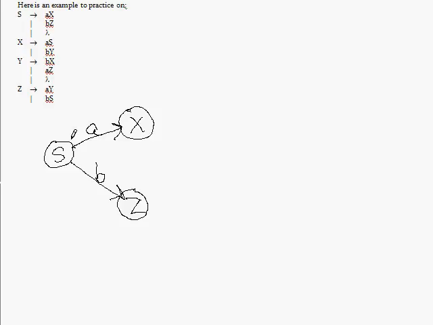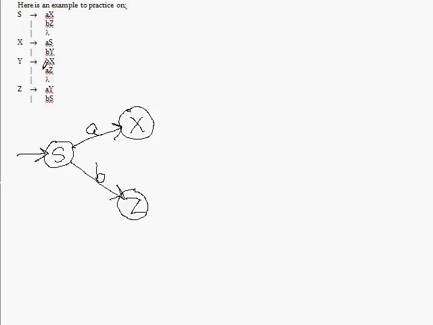So you draw a state for every variable. This is your starting state. So let me put this little arrow here. And then for every rule, you make a transition. And the way you do it is make an arrow, a transition from this state to this state, and you label it with this word. Make another one from this state to this state, and you label it with this word.